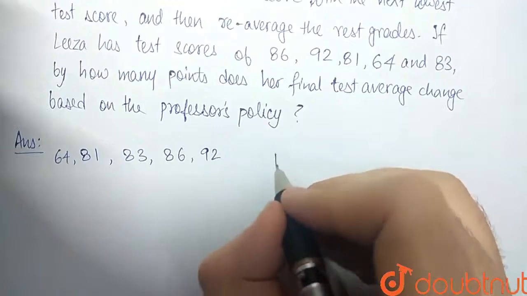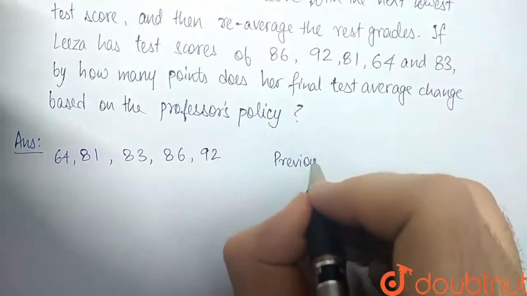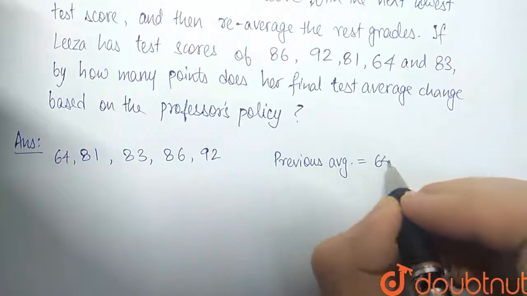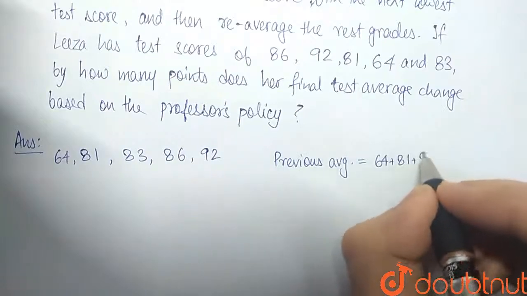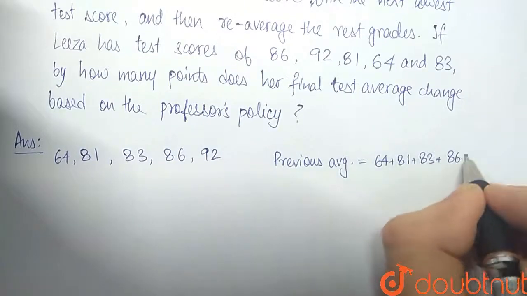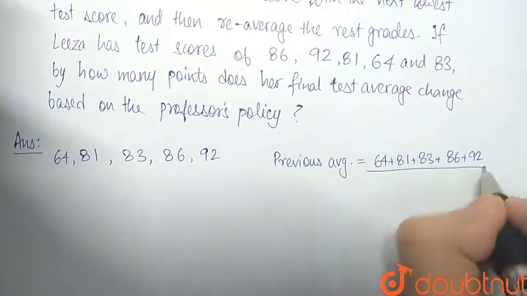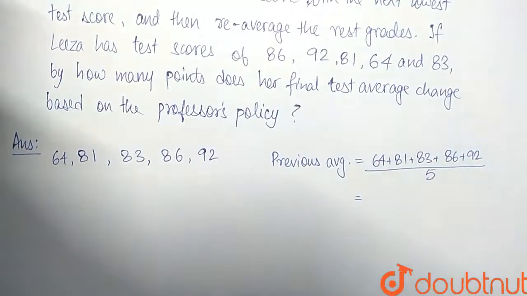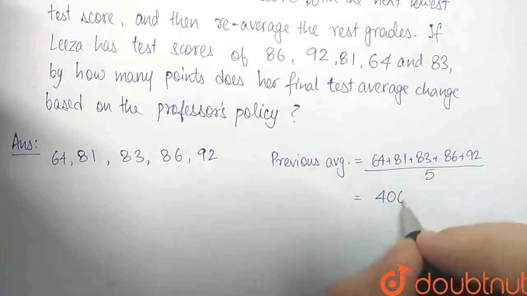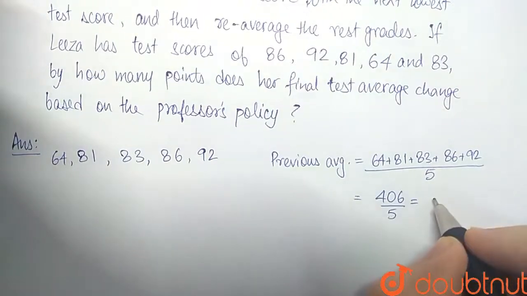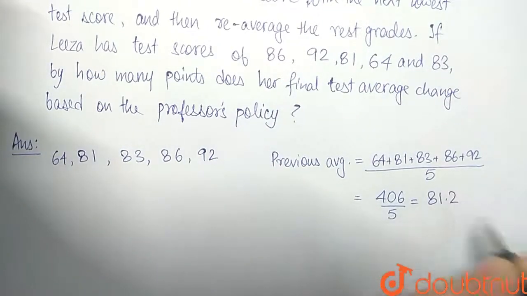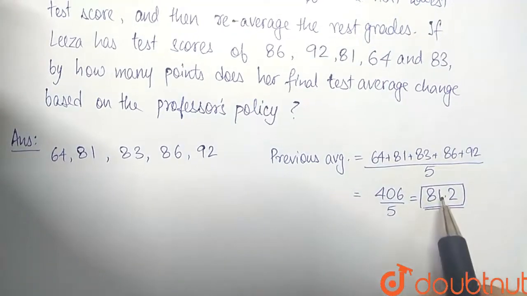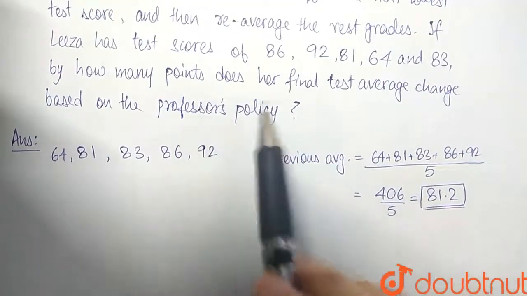So now her previous average would have been 64 plus 81 plus 83 plus 86 plus 92 divided by 5, which is equal to 406 by 5, which is equal to 81.2. Right. So this is what her score would have been if not for the professor's policy.